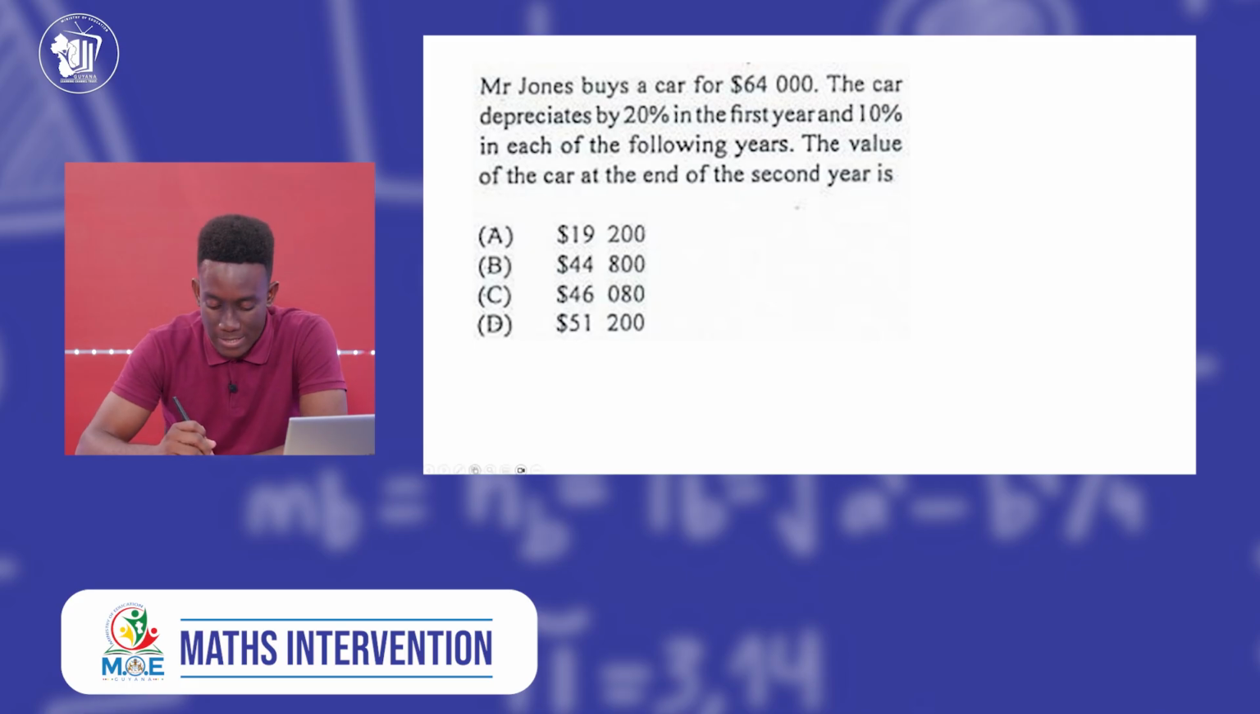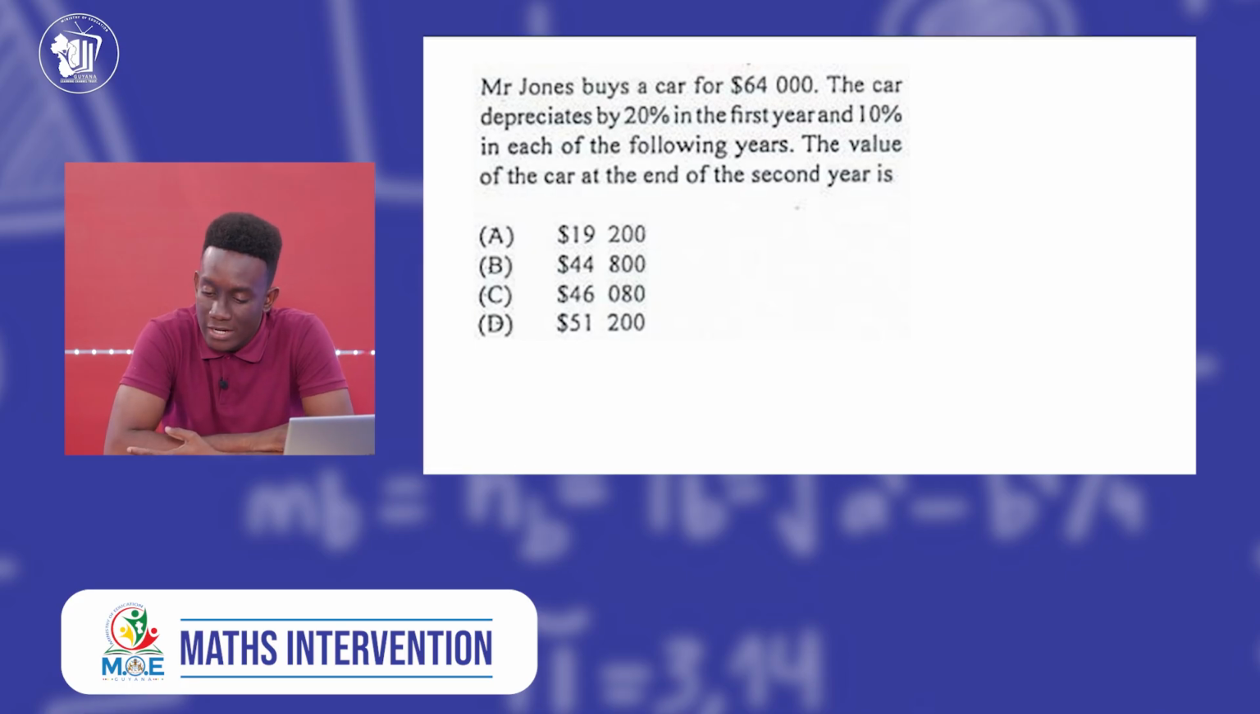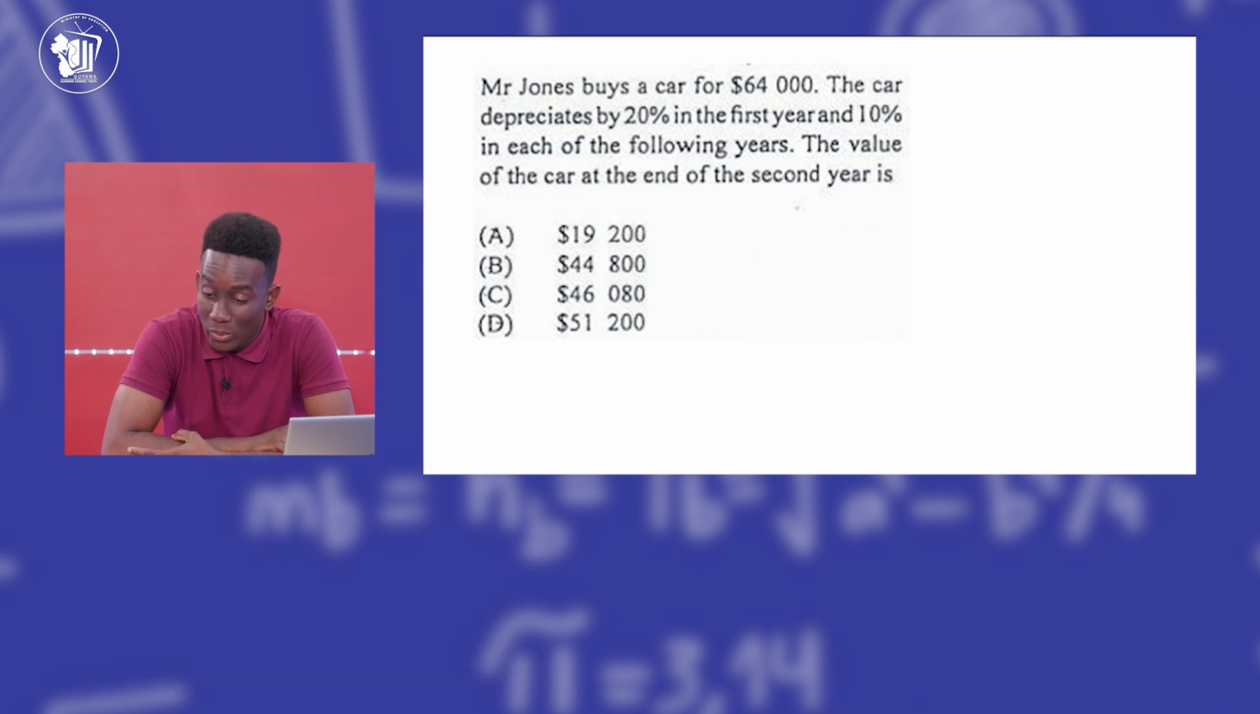This one says, Mr. Jones buys a car for $64,000. The car depreciates by 20% in the first year and 10% in each year of the following years. The value of the car at the end of the second year is, so we want to find the value of the car after 2 years, and we have some conditions of how the car depreciates.